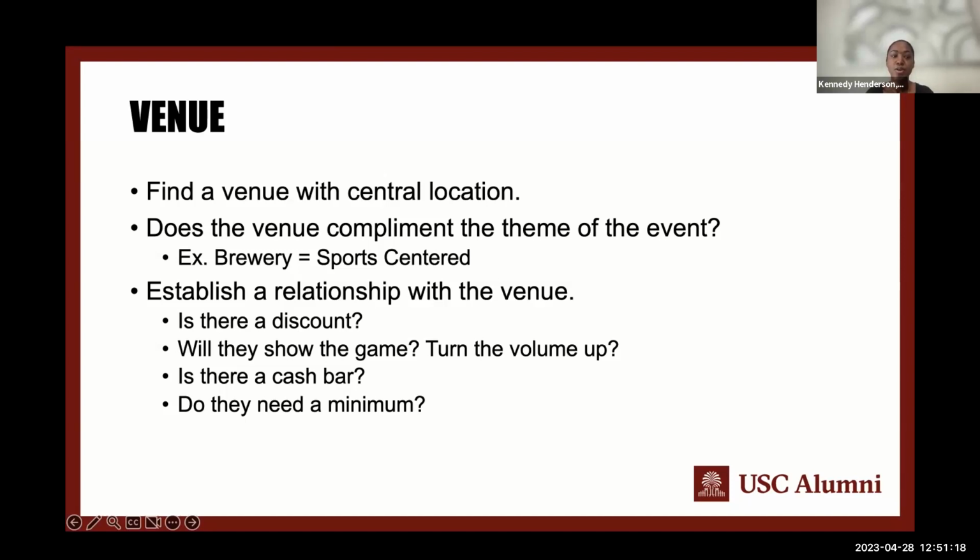Further along, when you think about a venue, you want it to complement the theme of your event. For instance, a watch party wouldn't necessarily be the best theme of an event to host at a hotel lobby. But a brewery or a sports bar makes a lot of sense because it's casual, it's comfortable, there's food and beverage that are suitable to the event, and you can always watch a sporting event.